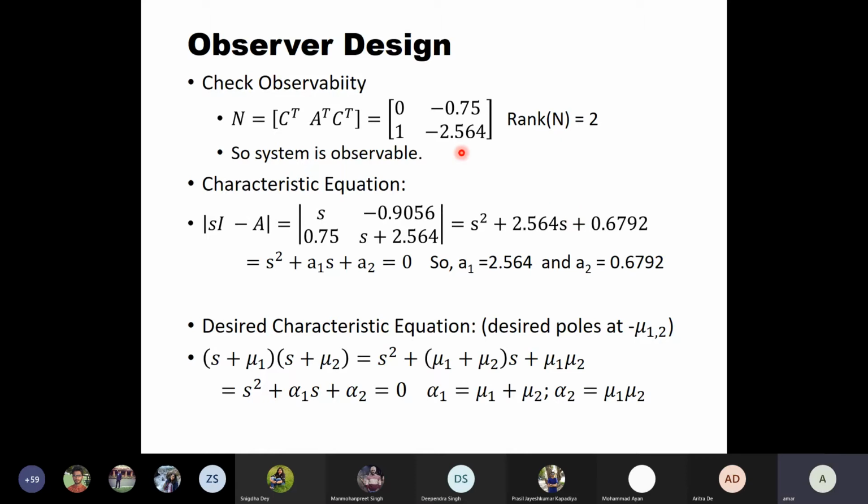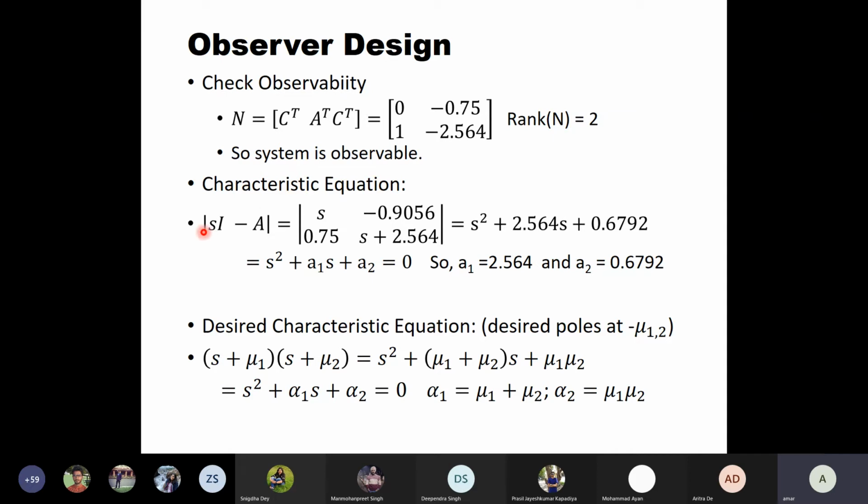So I'll check for observer design. The first step is to check whether the observability condition is satisfied or not. So I create the observability matrix, which is C transpose, A transpose C transpose. C is 0.1. I will get the elements of this observability matrix, and I'll find the rank is 2. So the system is observable.